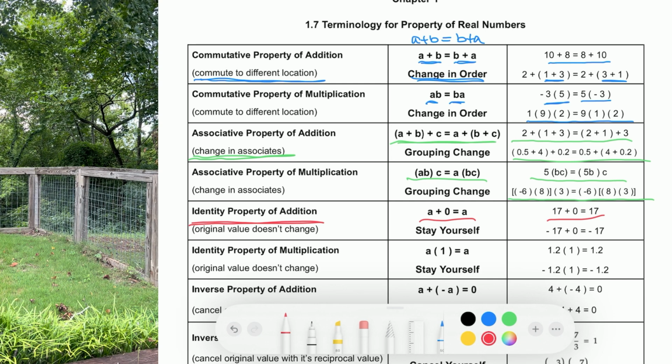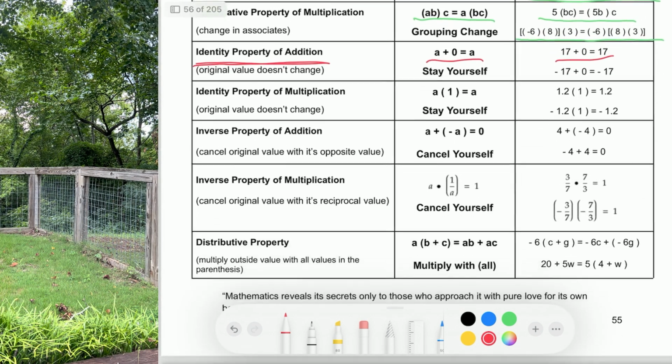So for example, 17 plus 0 is 17. It didn't change the value of the original number of 17. It stayed itself. It stayed its own identity. Well, what if we have -17 plus 0? It's still going to stay -17. 0 does not change its value. So that's why it's called the identity property of addition.